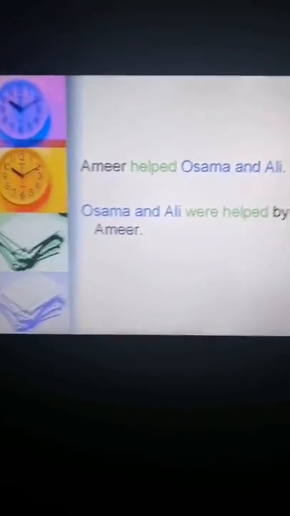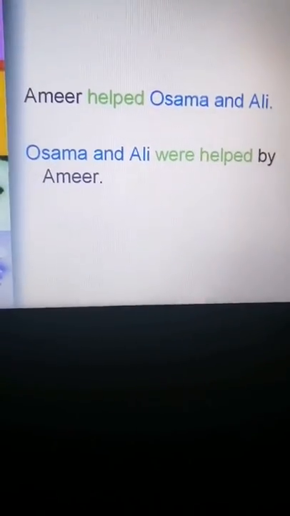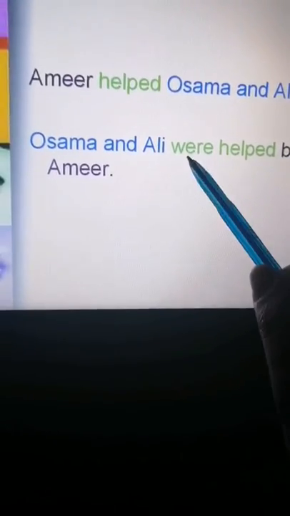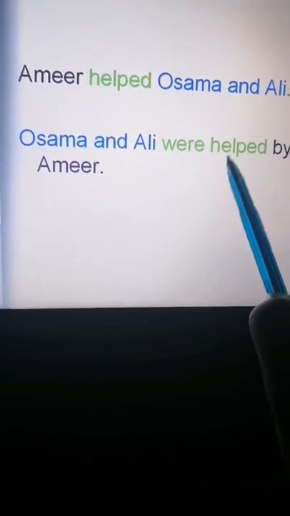Another example. Amir helped Usama and Ali. So, where is the subject? Where is the verb? And where are the objects? Amir is the subject. Helped is the verb. Usama and Ali are the objects. So, we take the object and put it at the beginning of the sentence. Usama and Ali. We have verb 2, so we should add was or were plus verb 3. Usama and Ali are plural, so we should put were. Then we should add verb 3, helped, by Amir.